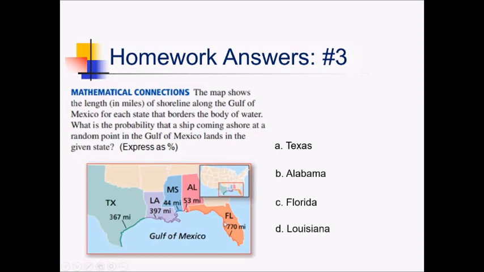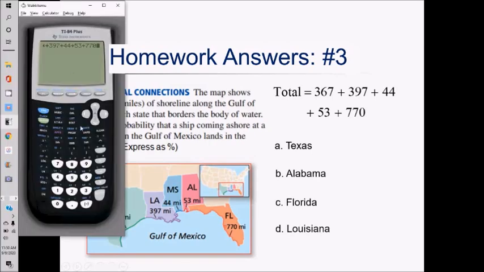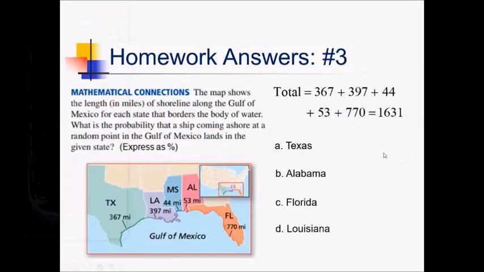So for that total, we've got the shoreline of Texas here, 367 miles, plus Louisiana, 397, plus Mississippi, which is only 44 miles, and Alabama's pretty close to that, 53, plus Florida, which is the big winner with 770 miles of Gulf of Mexico coastline. Okay, so what's all that add up to? Calculator time. So adding all that up, we come up with 1,631 miles of gorgeous Gulf of Mexico coastline.